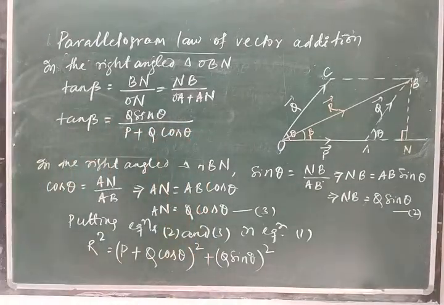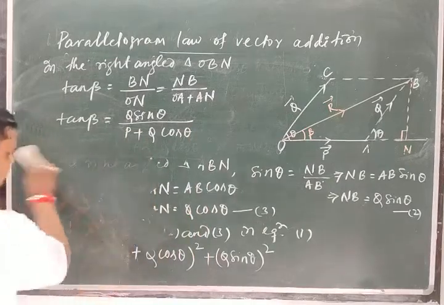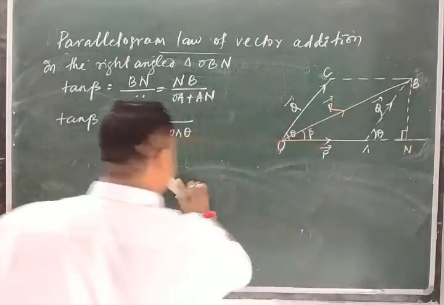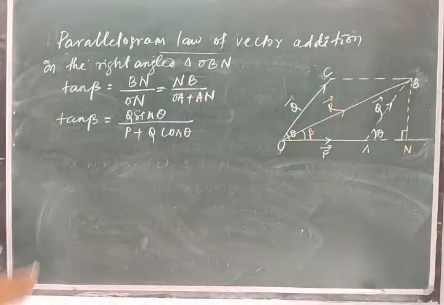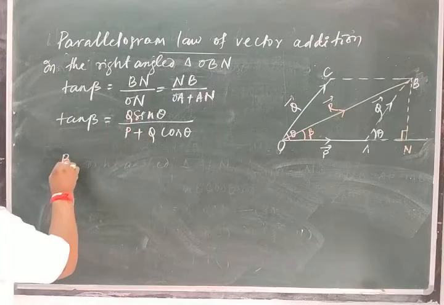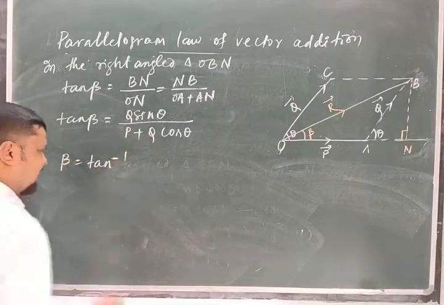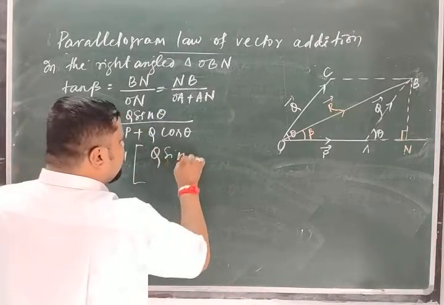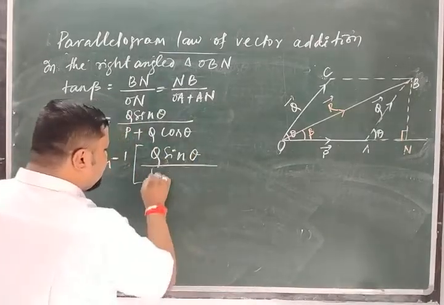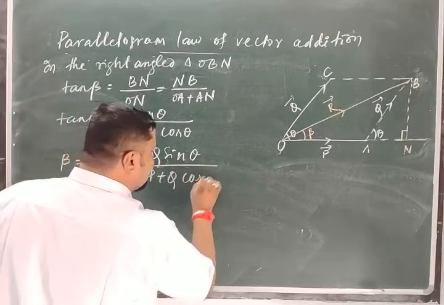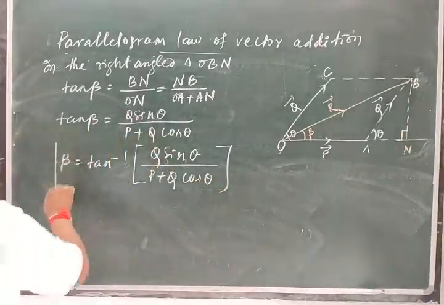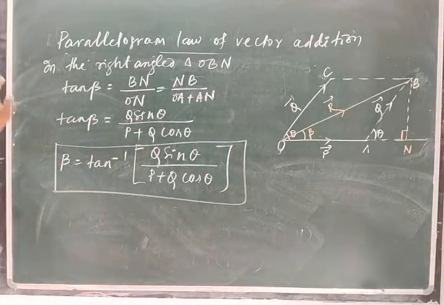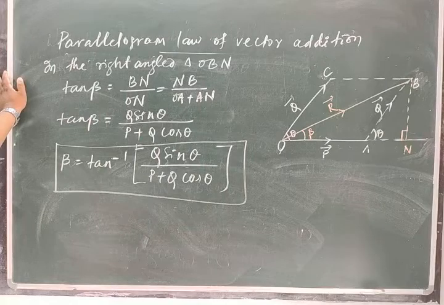So if you solve this again, what will you get here? Tan beta is equal to this much, or beta is equal to tan inverse. If tan is on that side, then inverse. This is trigonometry. Q sin theta divided by P plus Q cos theta. Again you recall the direction part in the triangle law. We got the same result, that is tan inverse Q sin theta by P plus Q cos theta.